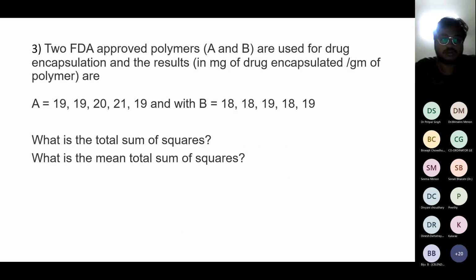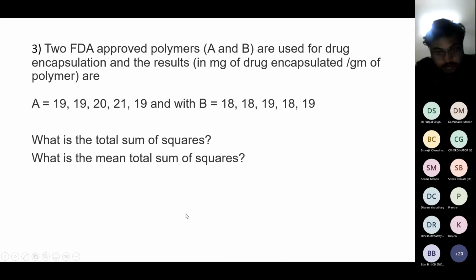So the third question is, two FDA-approved polymers, A and B, are used for drug encapsulation, and the results are given here, in milligrams of drug encapsulated per gram of polymer. We are given values for A: 19, 19, 20, 21, 19, and for B: 18, 18.